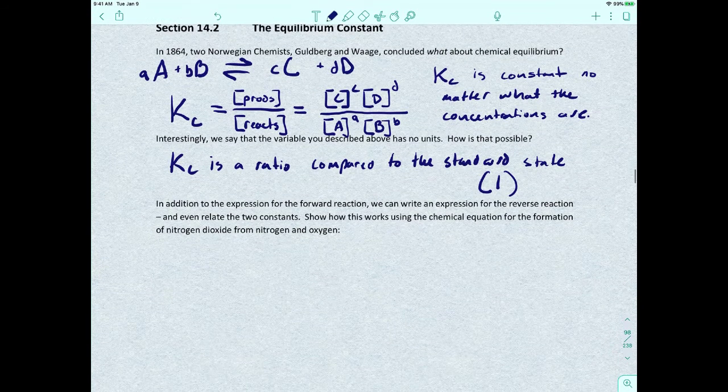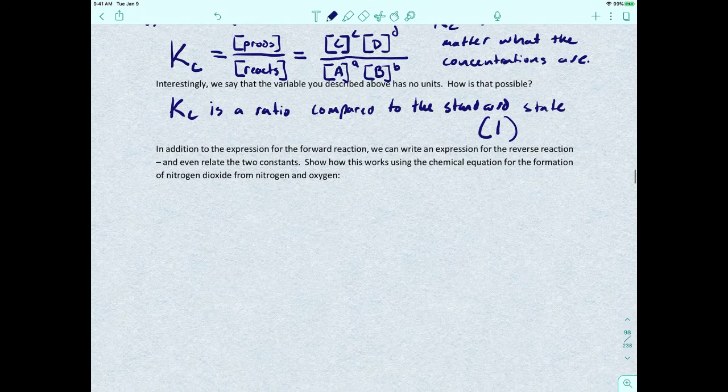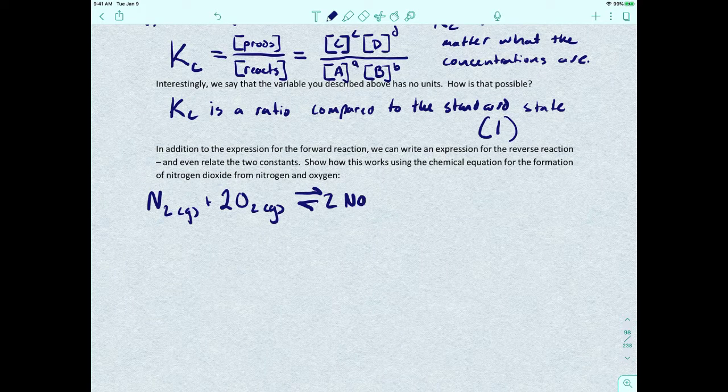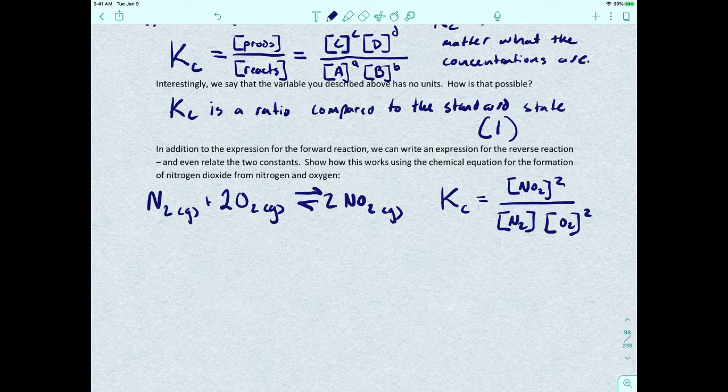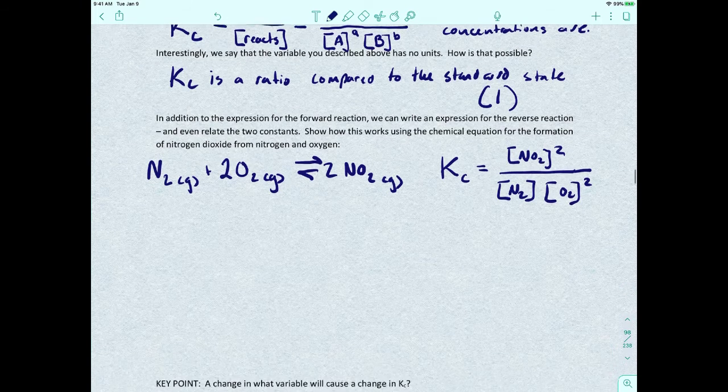Now, in addition to the forward expression, we can also write our expression for the reverse reaction and even relate the two equilibrium constants. So let's say you've got this as a forward reaction. N2, which is a gas, reacts with 2 moles of O2, also a gas, and this is in equilibrium with the product, 2 moles of NO2. And if we were to write an equilibrium expression for this equation, Kc would be equal to the concentration of NO2 squared divided by the concentration of N2 times the concentration of O2 also squared. So that's the forward reaction.